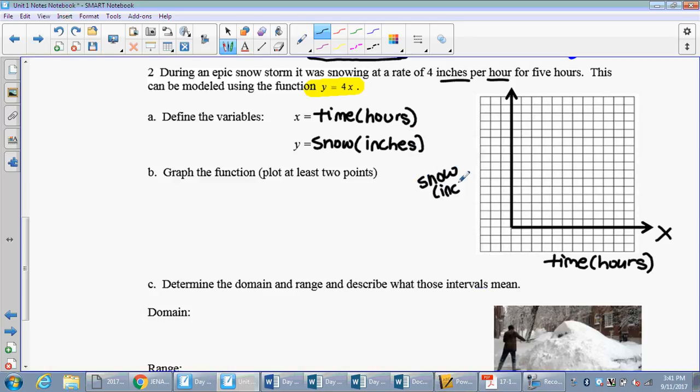Notice I'm kind of doubling up here. As soon as I have a label, I'm also putting it on my graph. And it kind of makes sense because you don't know how much snow has fallen until you know how much time has gone by.